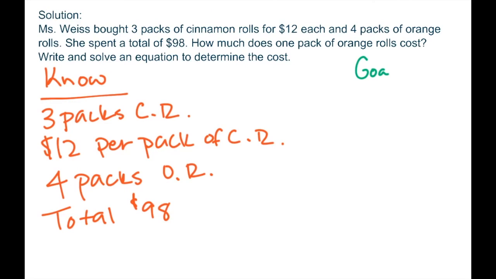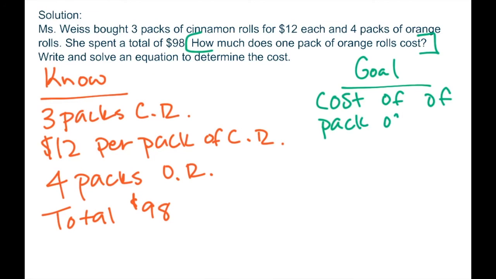So our goal, we're trying to find how much 1 pack of orange rolls cost. Cost of a pack of orange rolls. So let's go ahead and try to set up an equation based on this information. One thing that stands out to me is that my total is $98. So I'm going to go ahead and put an equals 98 as part of my equation.